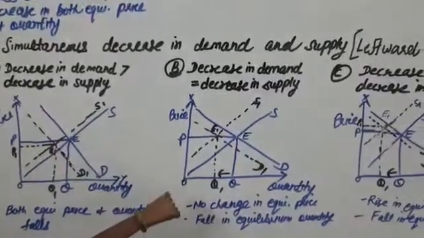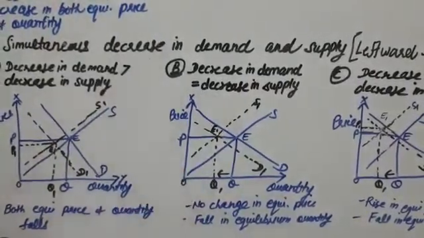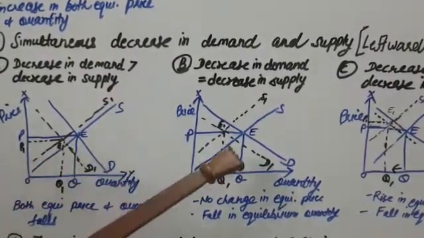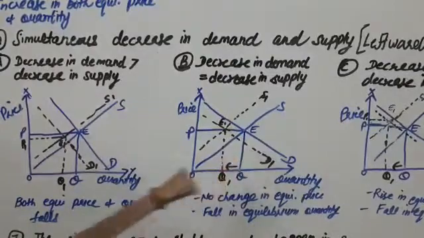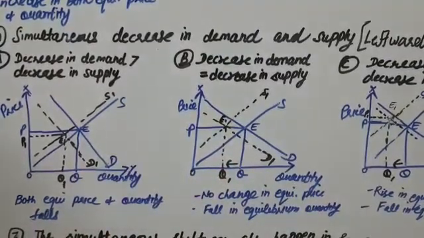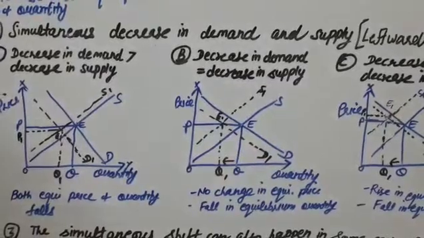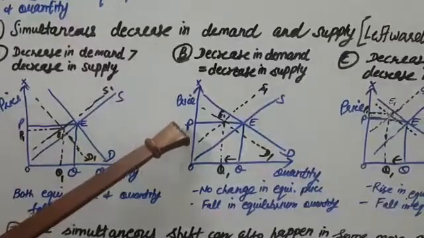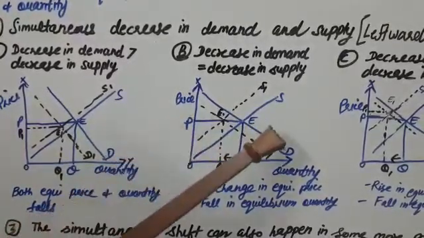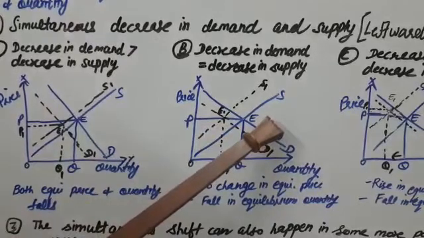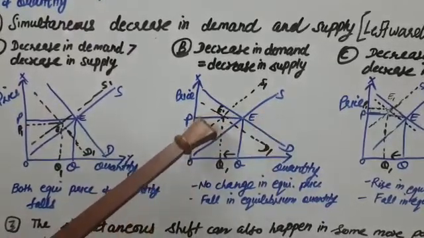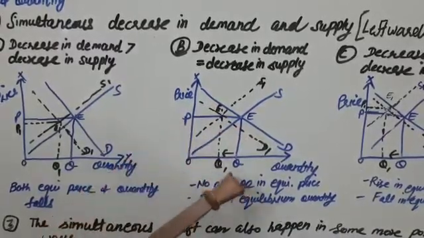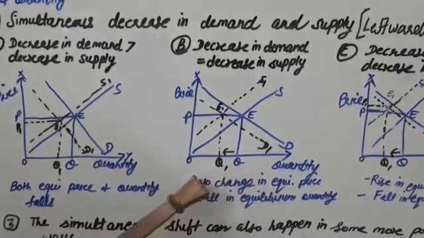Next situation is decrease in demand is equal to decrease in supply, as is clear in the diagram. That is, there is same decrease in both demand and supply. So it is a situation in which there is no excess demand or excess supply. So there is no change in equilibrium price. It remains P, as is clear from the diagram. First equilibrium point E, next new equilibrium point E1. So there is no change in price, but there is decrease in equilibrium quantity from Q to Q1.